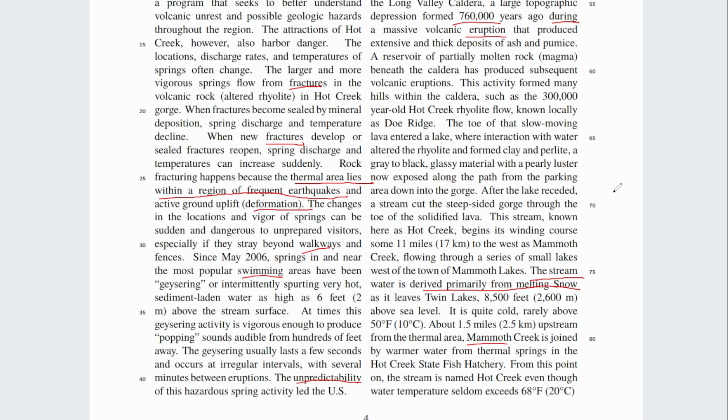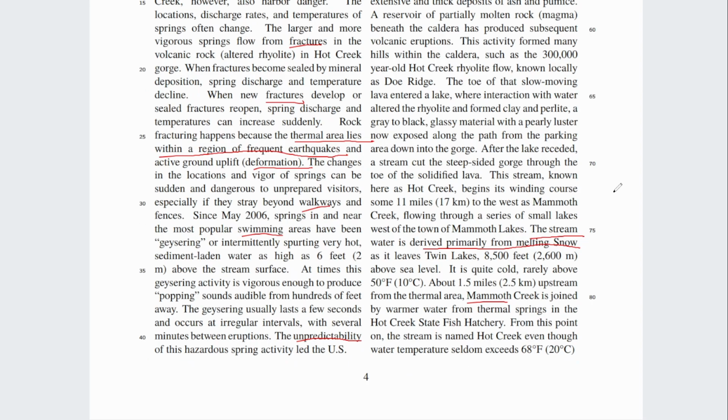The lake recedes. And I think that this question is really about Hot Creek, so I think that we're moving toward this part, lines sort of 71 or 72. Hot Creek begins its winding course some 11 miles to the west of Mammoth Creek, flowing through a series of small lakes west of the town of Mammoth Lakes.